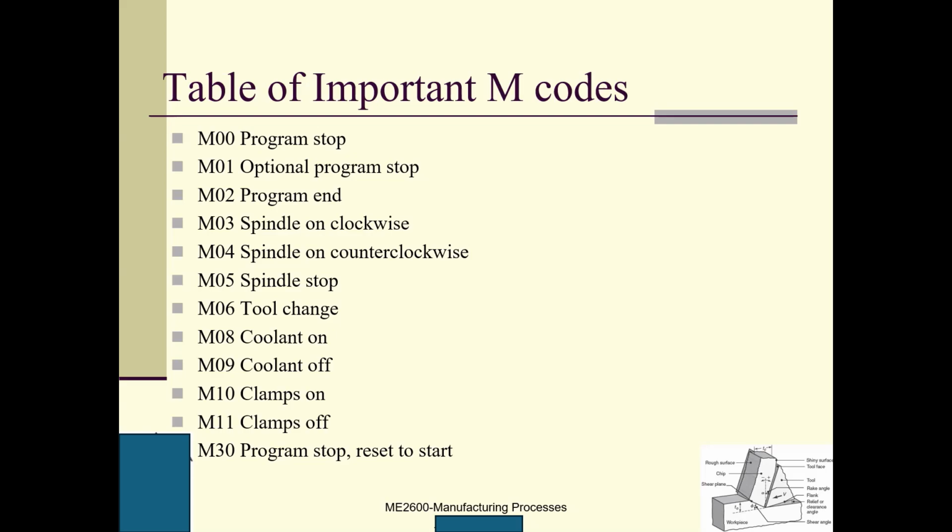So this is spindle on clockwise. This is M03, spindle on clockwise. M04, spindle on counterclockwise. M05, a spindle stop. I can just stop the spindle. The tool change, M06. If I send this command out, the tool will be changed. The coolant is on, M08.